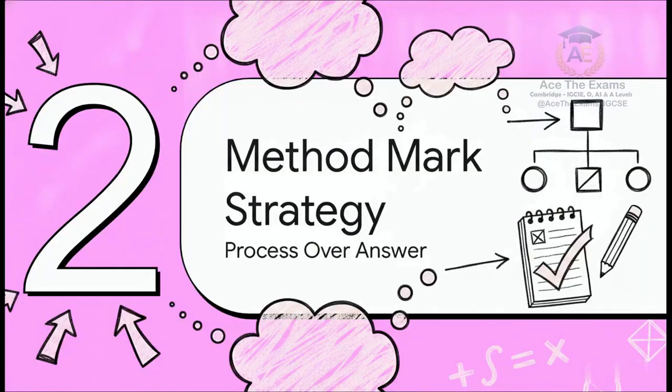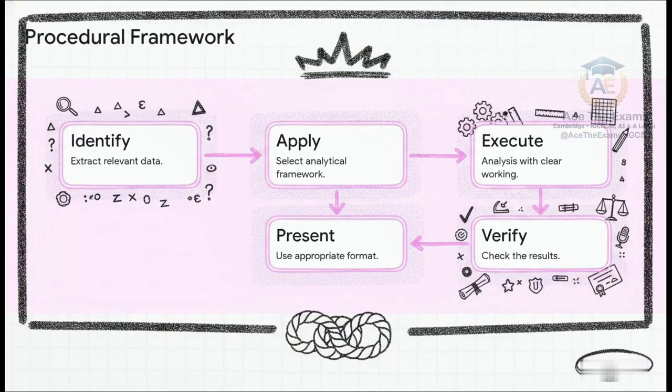Phase 2, the method mark strategy. Let's move to our next section and build an actionable, step-by-step strategy to secure those crucial method marks. Welcome to the transformation phase. Securing marks is all about process over the final answer. You need a standardized procedural framework you can rely on every single time, especially when the clock is ticking.